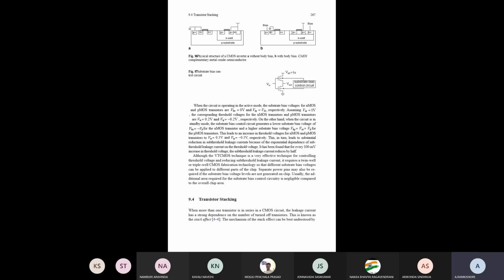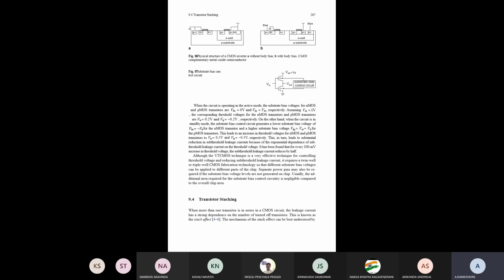So in this figure A, they are not influenced by the body effect, because one transistor's substrate is connected to ground and the other is connected to its fixed supply. So these terminals are not significantly influenced by the body effect.